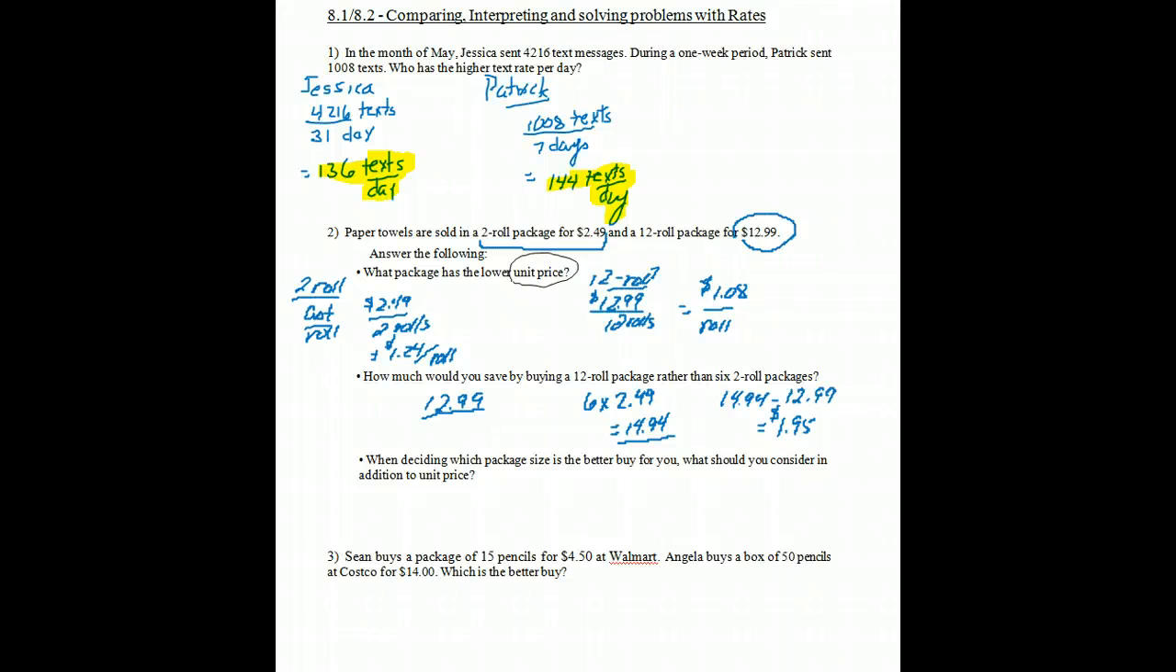And when deciding which package size is a better buy for you, just because this works out to be cheaper for a 12-pack roll doesn't necessarily mean you may want to go out and buy 12 packs. Maybe you don't need them. So, do you need them? If it's an item that could expire, should you go out and buy a large quantity? So not always is it a better buy for you to get more of something because it's a lower unit price. You could just end up throwing extra away, particularly if you don't need it.